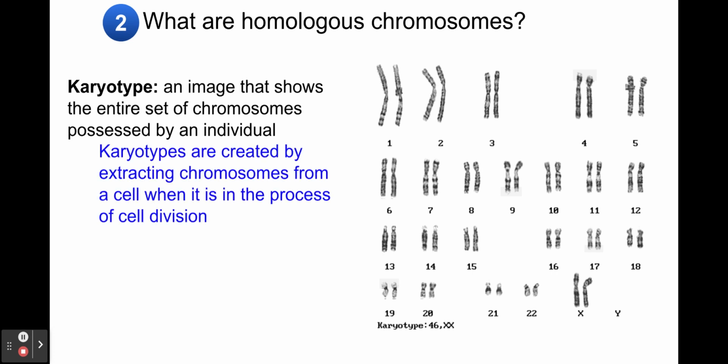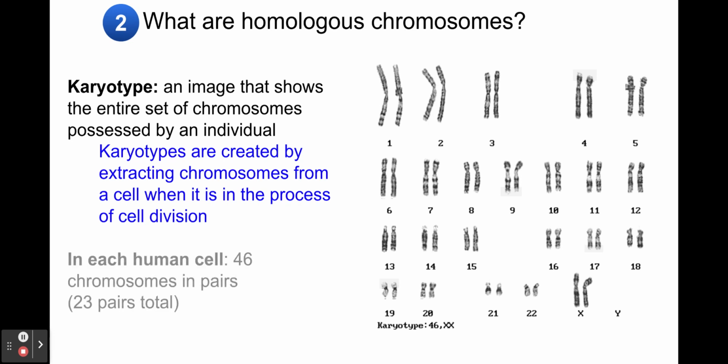Karyotypes are created by extracting chromosomes from the cell when it is in the process of cell division. When the chromosomes are in this tightly wound shape, it makes them much easier to visualize and sort. In each human cell, there are 46 chromosomes, and you can tell that they exist in pairs. So there are 23 pairs overall.